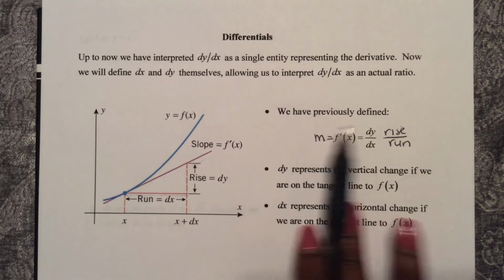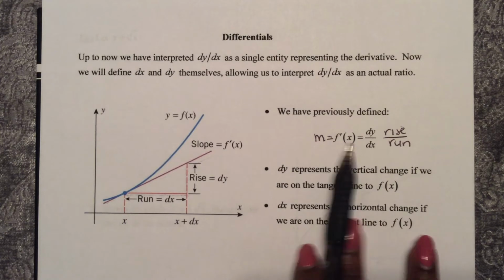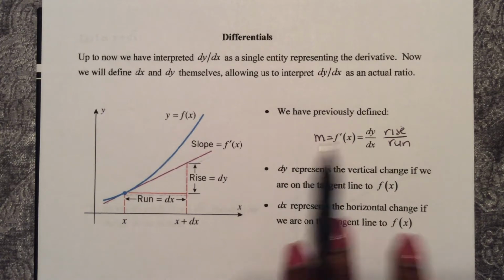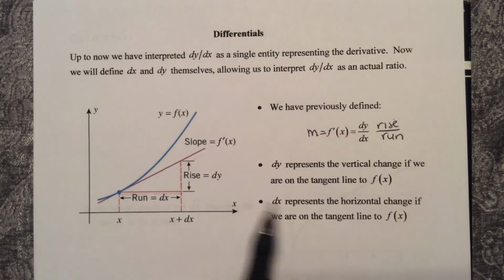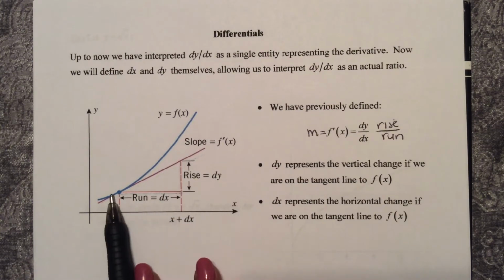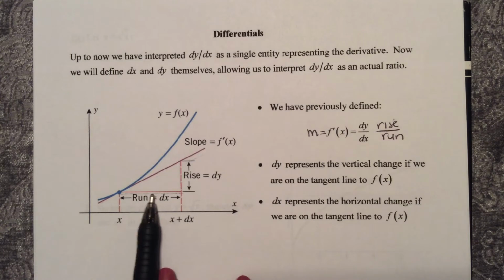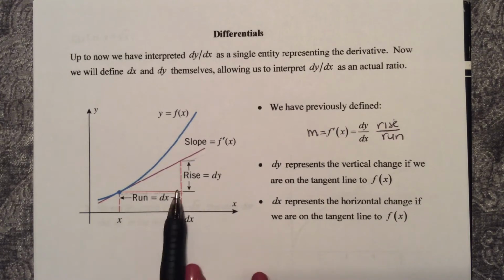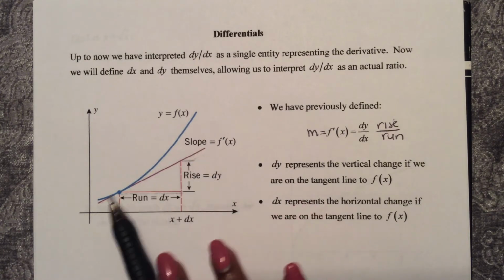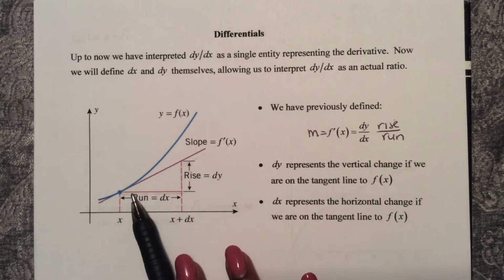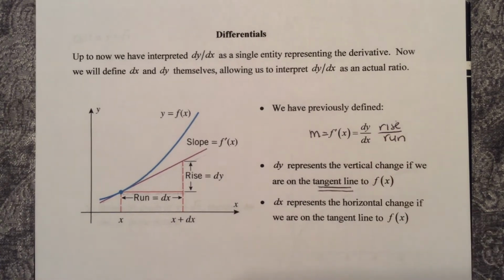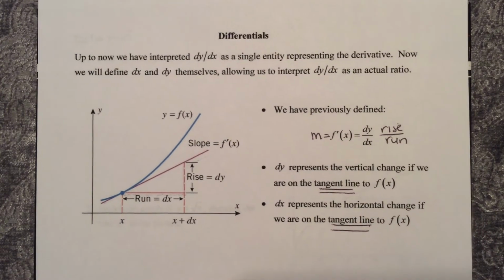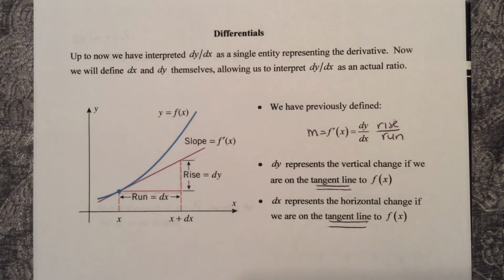So we have previously defined f prime of x to be our slope, which is our rise over our run. So dy represents the vertical change of our tangent line, and dx represents the horizontal change of only our tangent line. So dy dx only compares to the tangent line, rise and run.